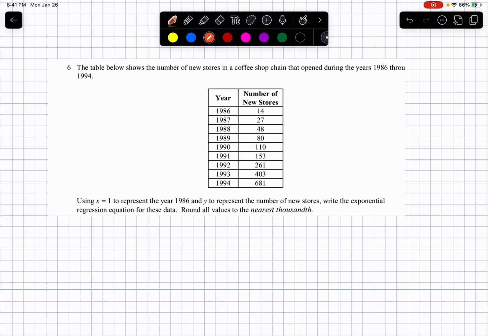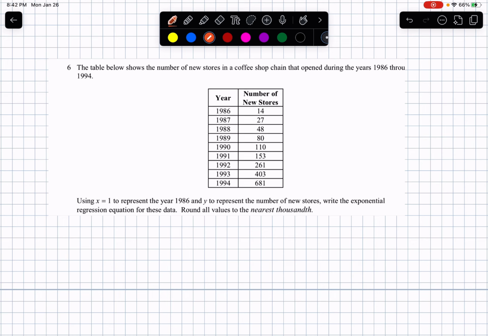This table shows the number of new stores of a coffee shop that opened during the years 1986 through 1994. Then we have a table of values using x equals 1 to represent the year 1986 and y to represent the number of new stores. Write the exponential regression equation for these data. Round all values to the nearest thousandth.